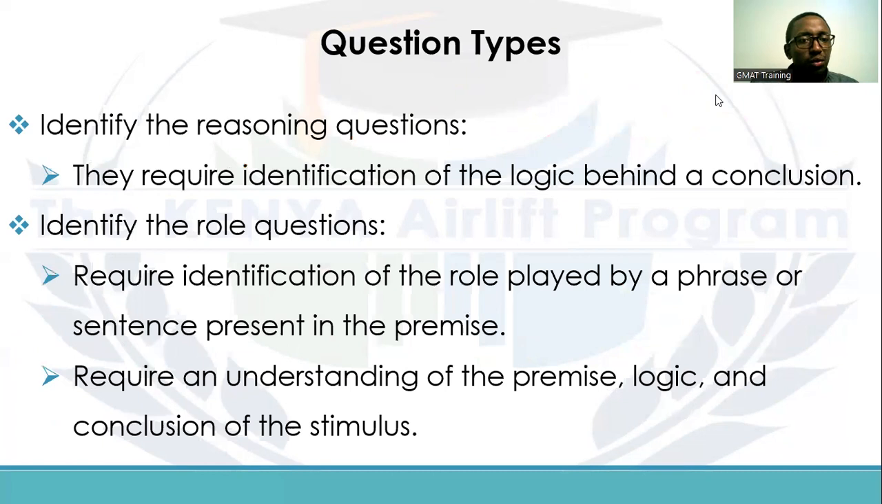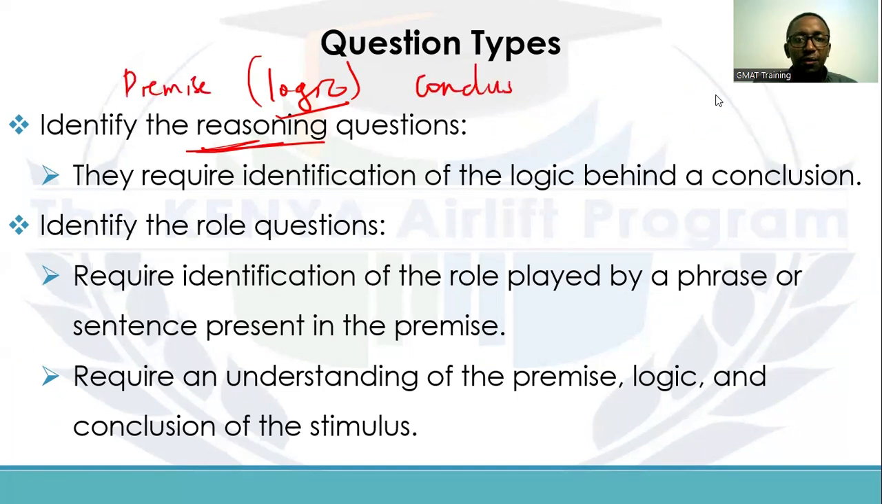So our two last question types. Identifying the reasoning. This is simply figuring out the logic. We have seen questions where there is a premise missing, where there is a logic gap, and where there is a conclusion missing. That's inference questions. In this reasoning, we are missing the logic. So we have the premise, we have the conclusion. Now you're supposed to find the logic behind this conclusion, tying the premise to the conclusion.